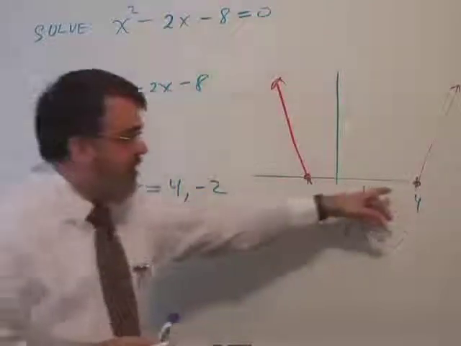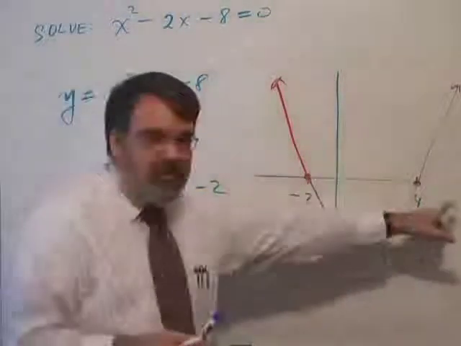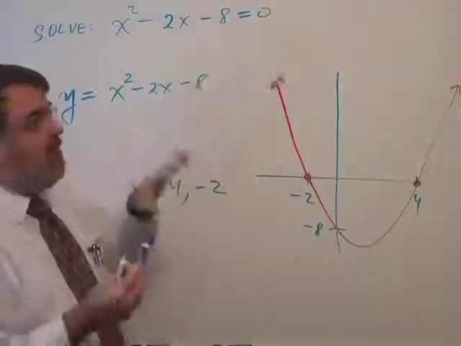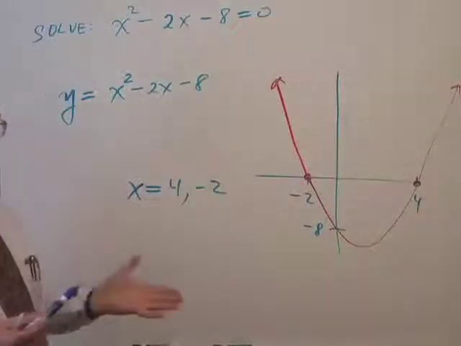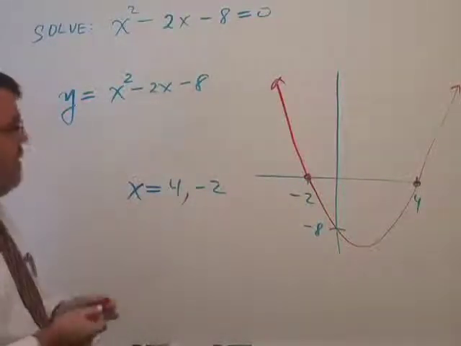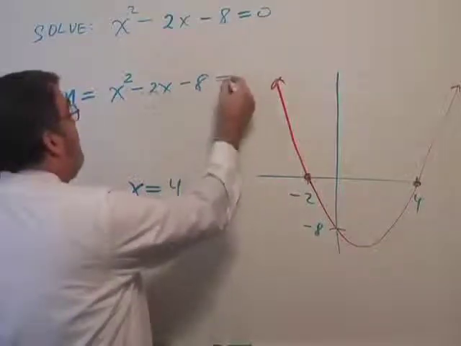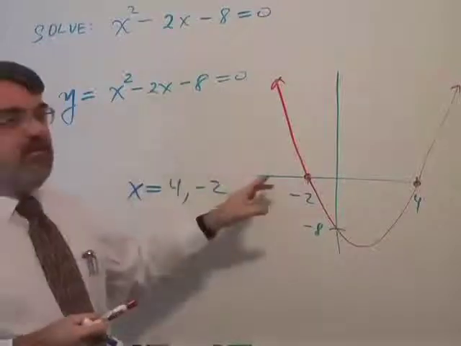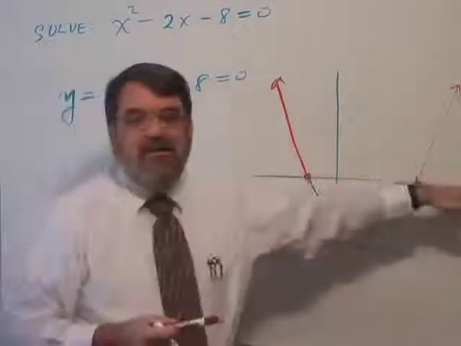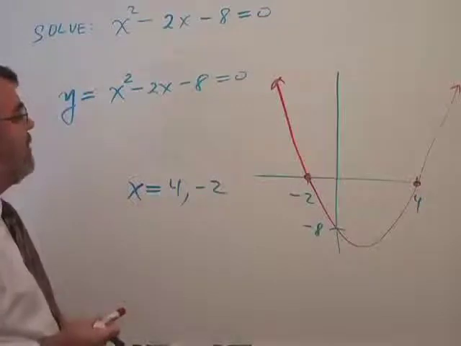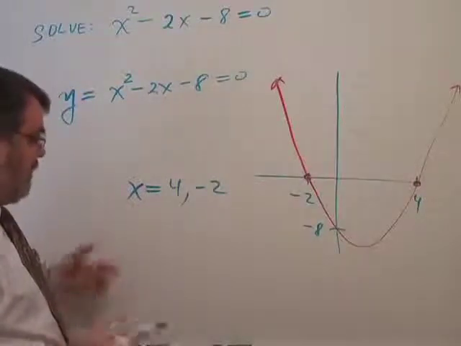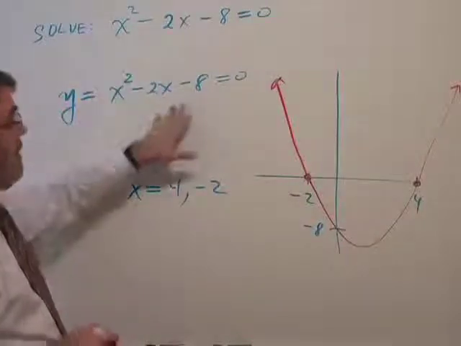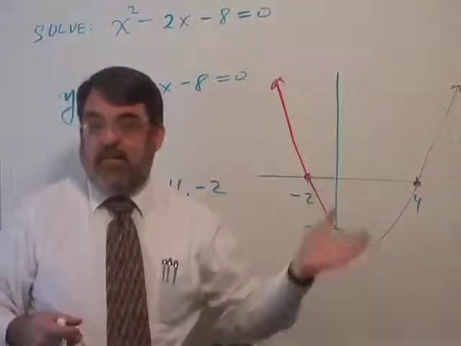So the roots of the equation are the same as the x-intercepts of the graph, which are the same as the solution to this problem when you set that equal to 0. And why is that? It's because if I set this equal to 0, then I'm trying to find out where y is equal to 0. Well, y equals 0 right along the x-axis. So anyway, this is sort of the nature of these quadratics. Their graphs are parabola shapes.